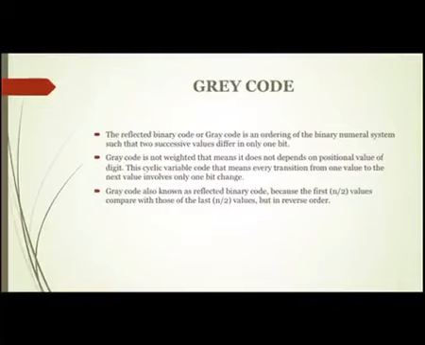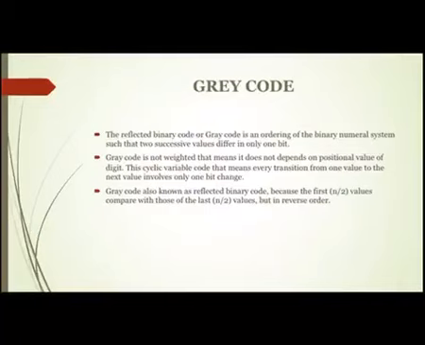For example, in between 3 and 4, the 3 representation is 010 and the 4 representation is 110. Gray code is not weighted. That means it does not depend on the positional value of the digit. This is a cyclic variable code, that means every transition from one value to the next value involves only one bit change. As you can see, the gray code of 3 is 010 and the gray code of 4 is 110, but if we calculate their value according to the binary numeral system, it does not represent these numbers.